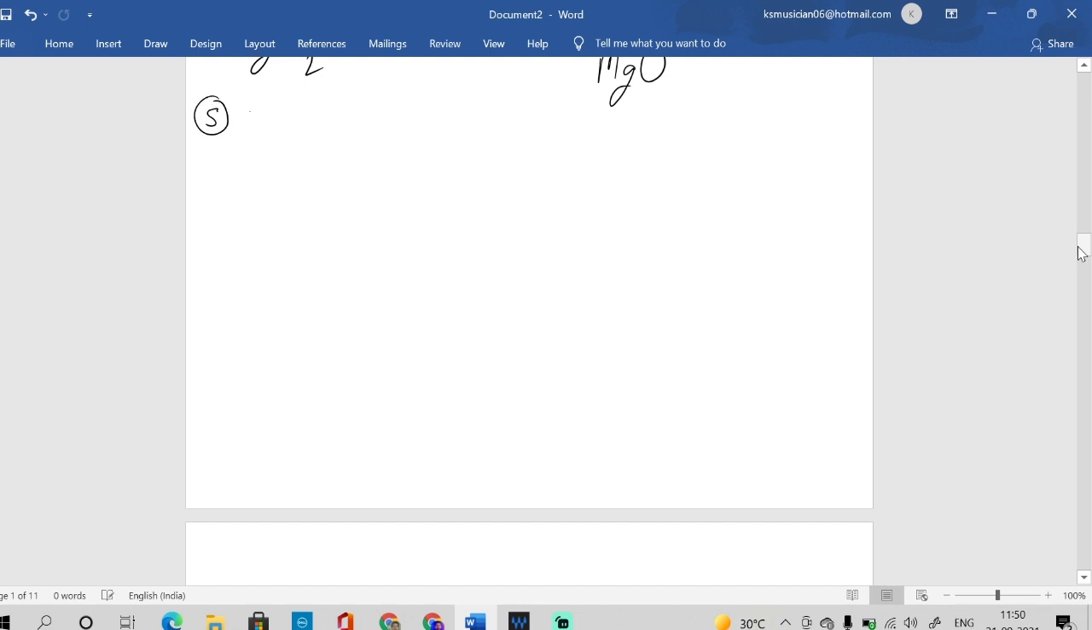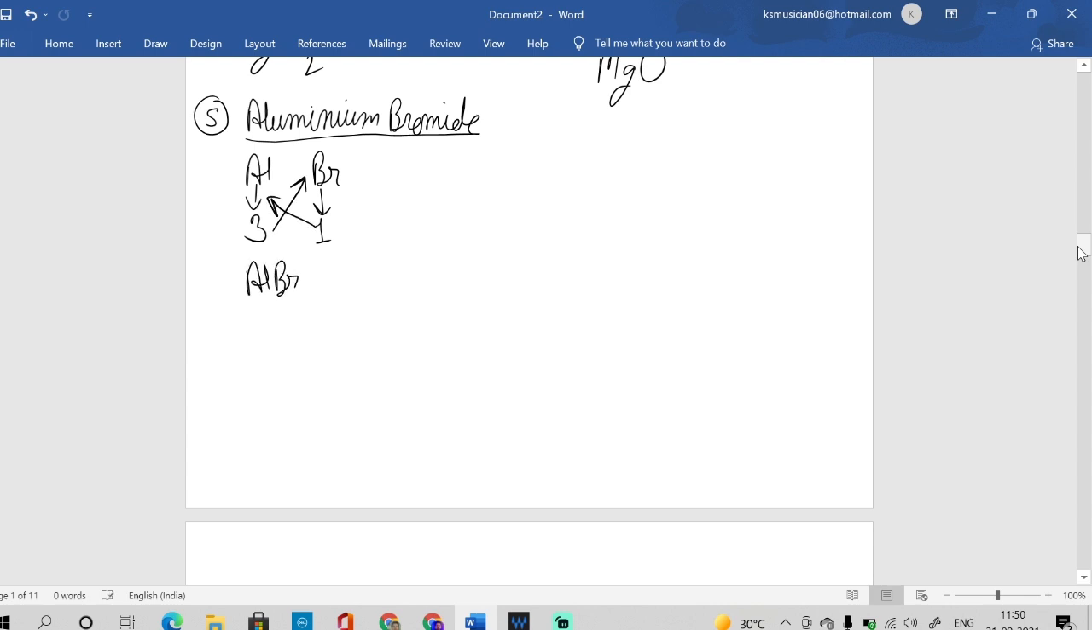Like I want aluminium bromide. You all know fluorine, chlorine, bromine are the same group's elements, so one valency will be there. Okay, so for aluminium there will be 3 valency, and for bromide there will be 1 valency. So by this it will be AlBr3.